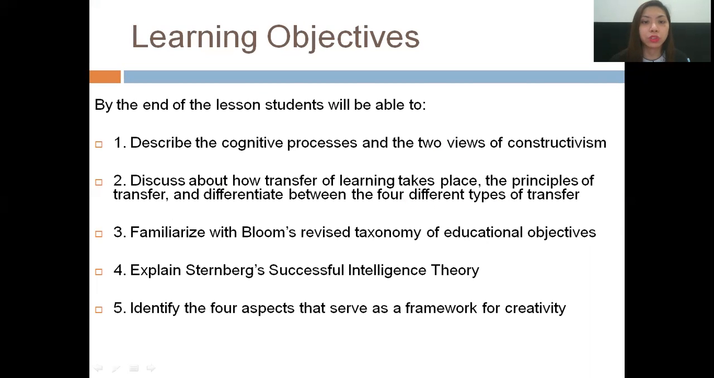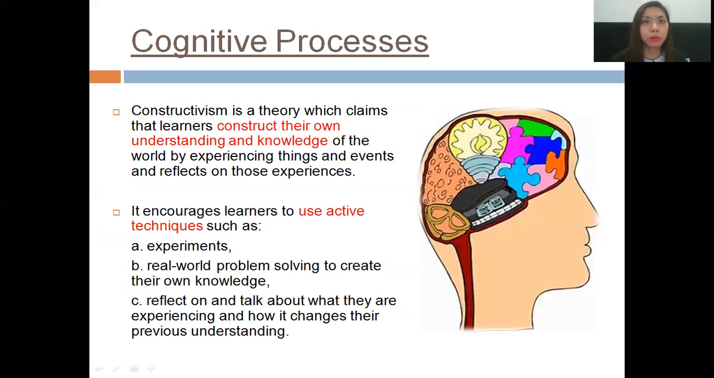Fourth is to explain Sternberg's successful intelligence theory. And fifth is to identify the 4 aspects that serve as framework for creativity. Let us first talk about cognitive processes.